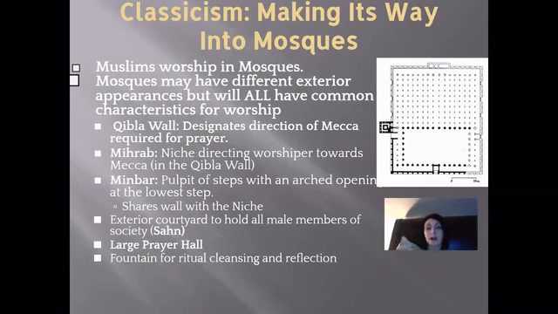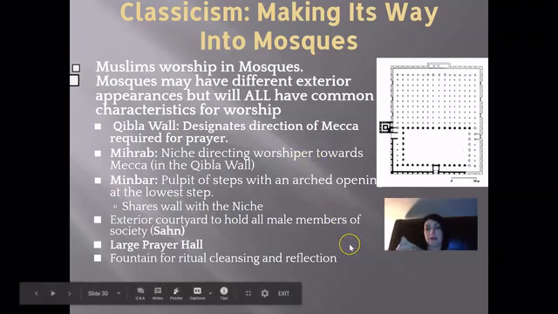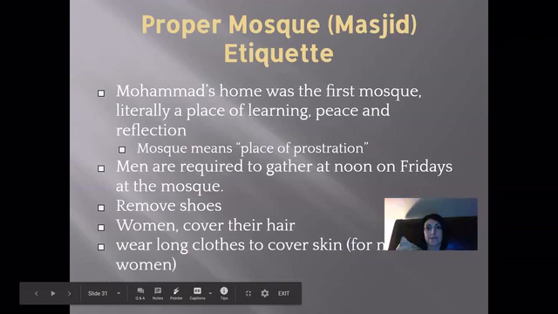There's also a mihrab, which is a niche cut into the wall, which also helps direct towards Mecca. So this would be in the Qibla wall. There will be a minbar, which is a pulpit of steps that usually have an arched opening at the bottom that is used for prayers. And then we also have an exterior courtyard, which would typically hold all the male members of the Islamic community. There's usually a large prayer hall. And then outside, there is usually a fountain for ritual cleansing and reflection. So the fountain and the water is definitely part of this as well.